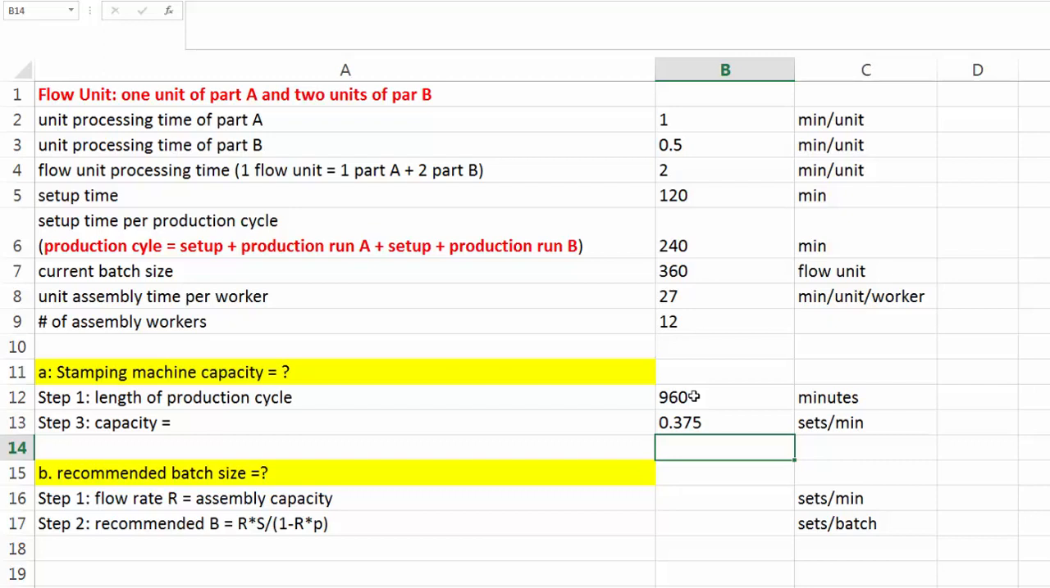Next, let's look at question B. What would be the recommended batch size? Recall that we want to make capacity equal to the flow rate. In this case, flow rate R will be determined by the assembly capacity. So let's compute assembly capacity first.